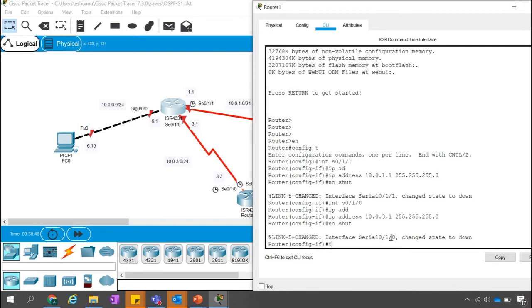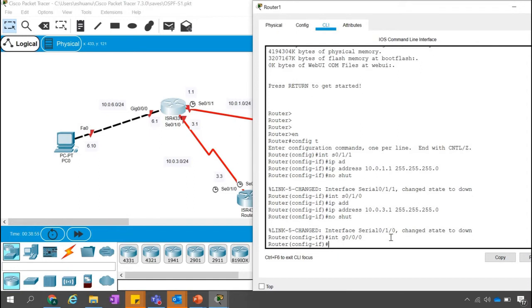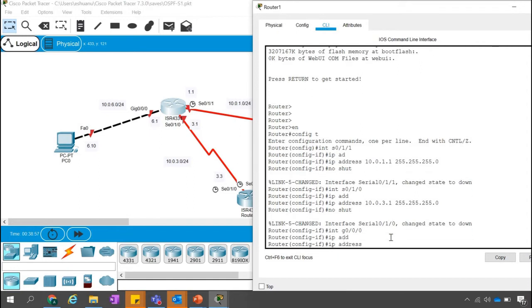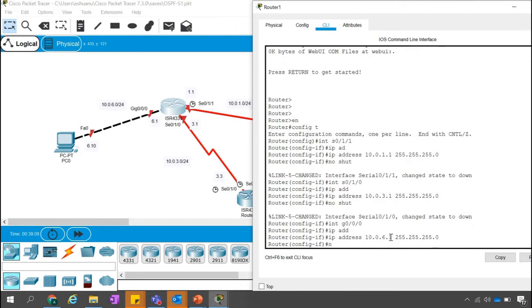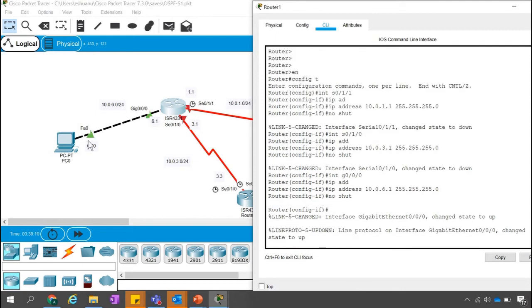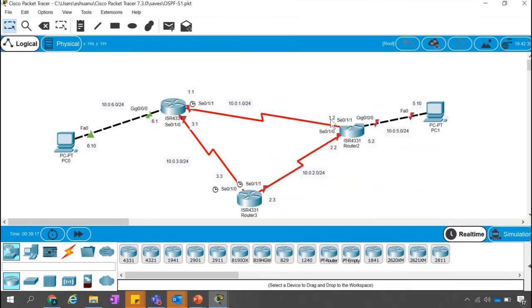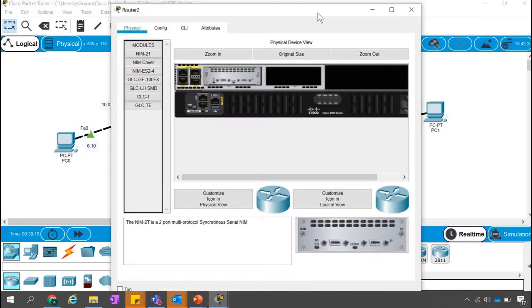So interface G0/0. I have not introduced a switch this time, so as not to trouble you too much. And here the IP address will be 10.0.6.1, and the subnet mask will be 255.255.255.0. No shut. So this is up. Now we have to configure the IP addresses on the computers. We have not assigned them on the computers, so we will do that once the routers are done.